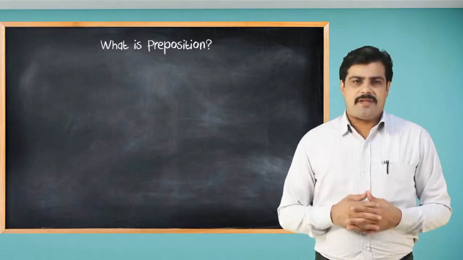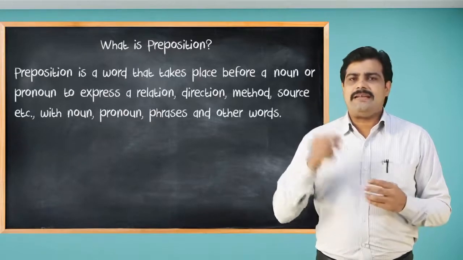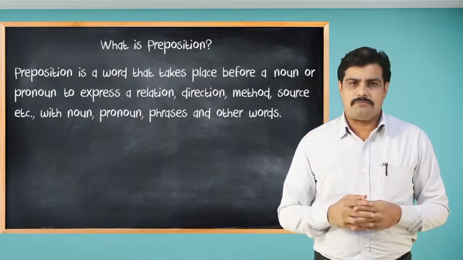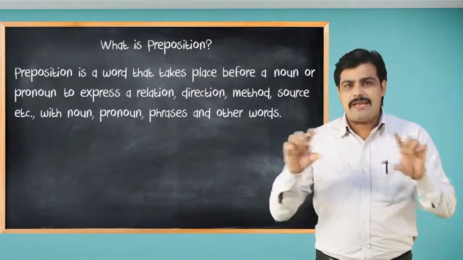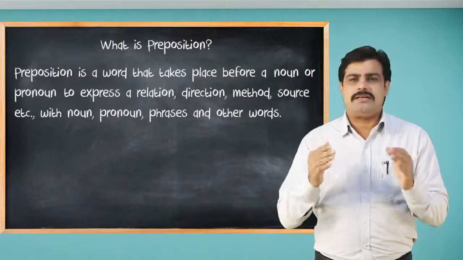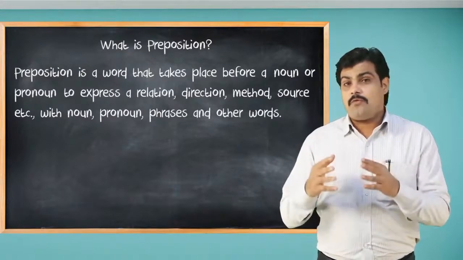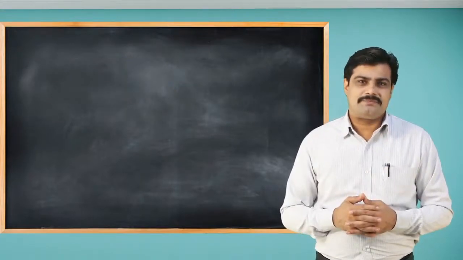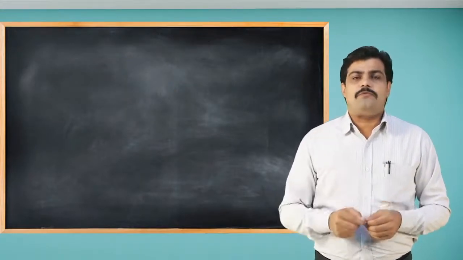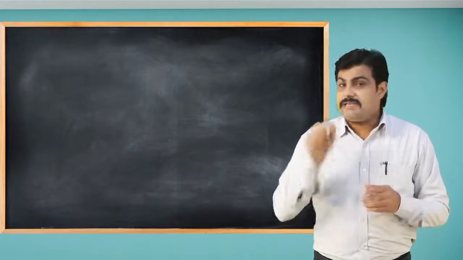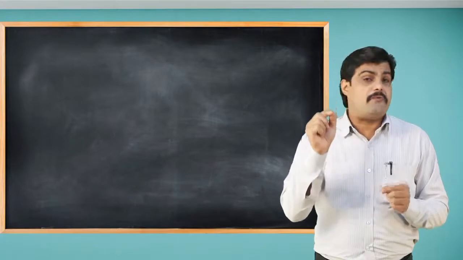So let's see. A preposition is a word that takes place before a noun or a pronoun to express a relation, direction, method, source, etc. with nouns, pronouns, phrases and other words in a sentence. It is always followed by a noun form or a pronoun and is never followed by a verb.